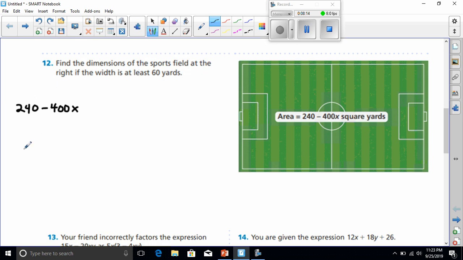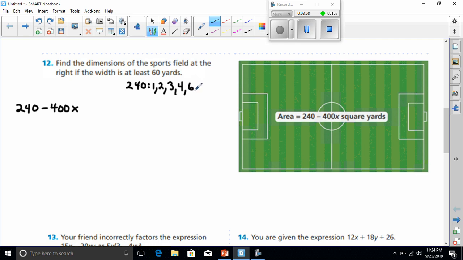So we got 240. Let's use that first. What goes into 240? Well, of course, 1. And, well, 2 times 120 will go in there. You can divide 240 by 3, because 3 times 80 will give you 240. You can divide it by 4, because 4 times 60 will give you 240. 5 doesn't go in there. 6 will, of course, go in there, because 6 times 40 will go in there.